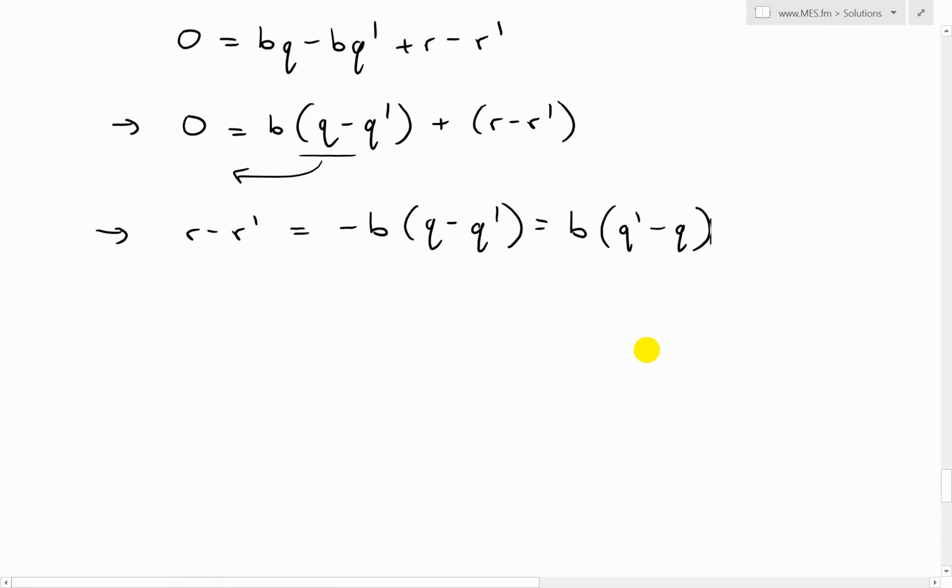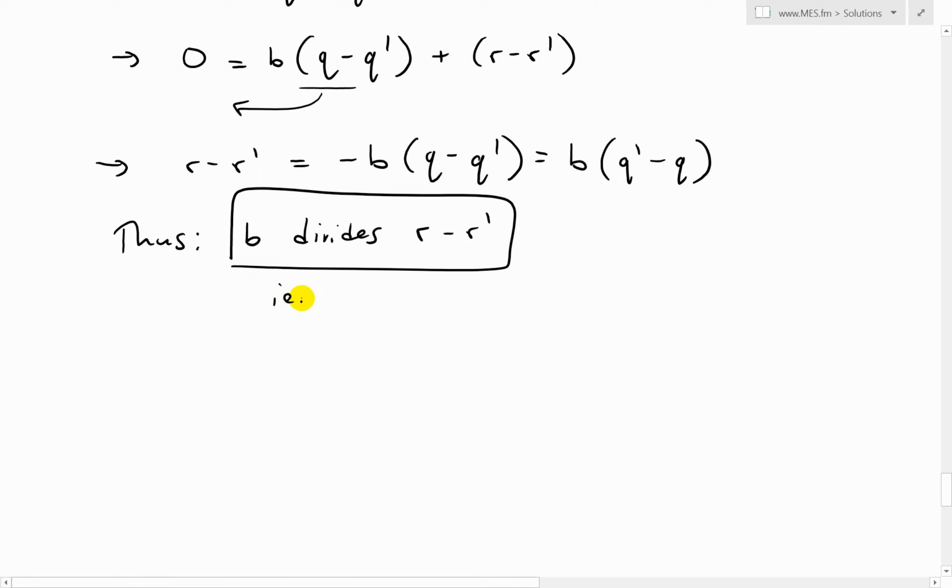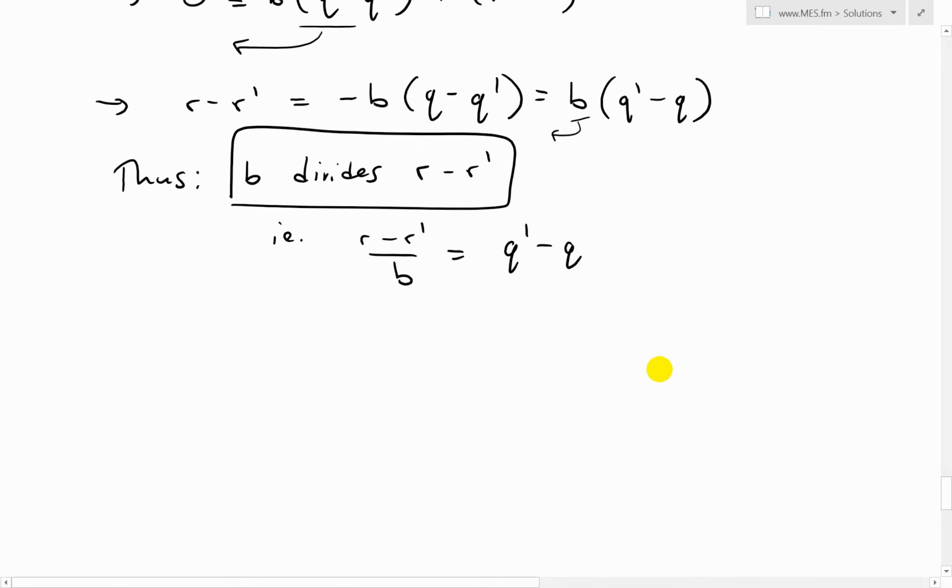And now what's interesting here is that thus b divides r minus r prime, and I'll show you how this works, and this is actually pretty interesting. Thus this happens because, i.e. if you move this around to the other side, we have r minus r prime divided by b, which just equals q prime minus q. So it divides out like that.